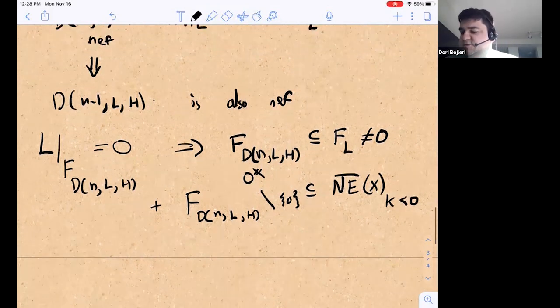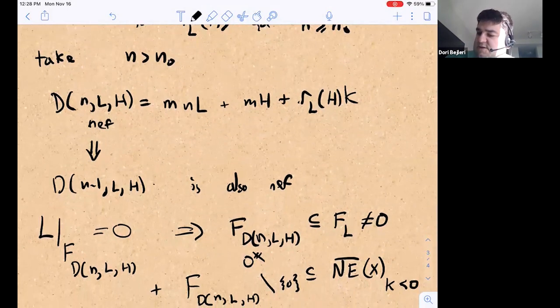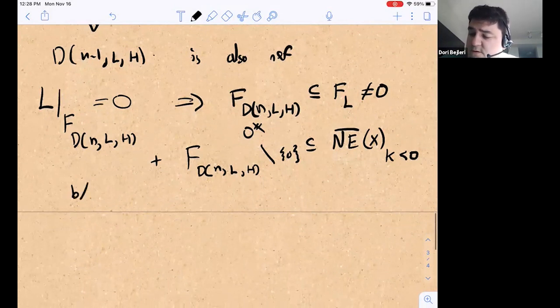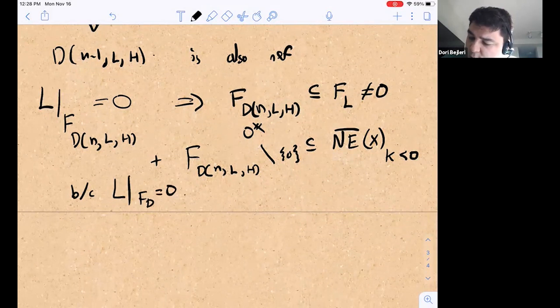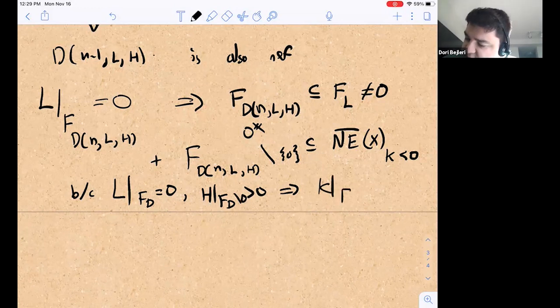And the reason we know that is because L is 0 on all of this face FD. And so if we just look at the expression, well, L is 0 on this face, H is strictly positive on this face because it's effective, so K has to be strictly negative on this face. So L restricted to FD minus 0 is strictly positive, so K restricted to FD minus 0 is strictly negative.